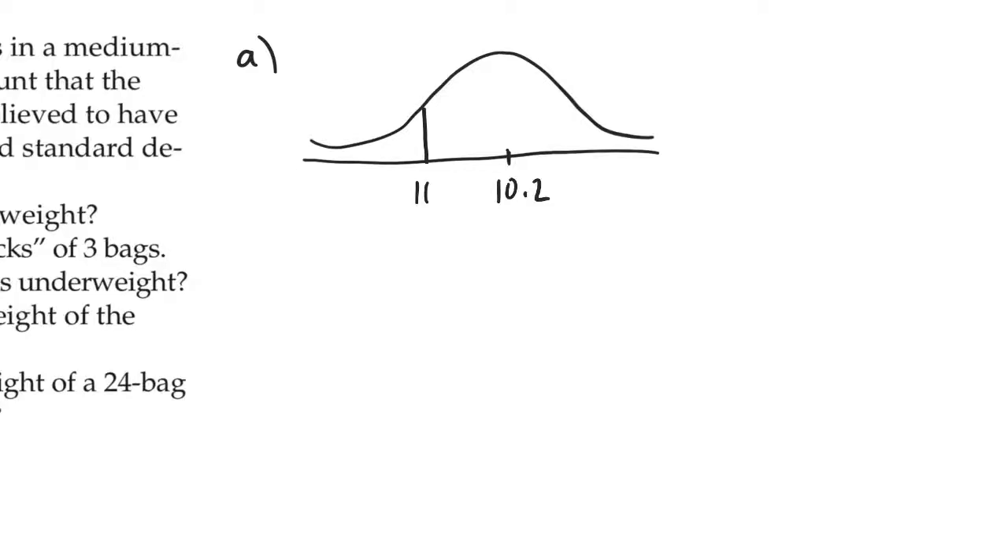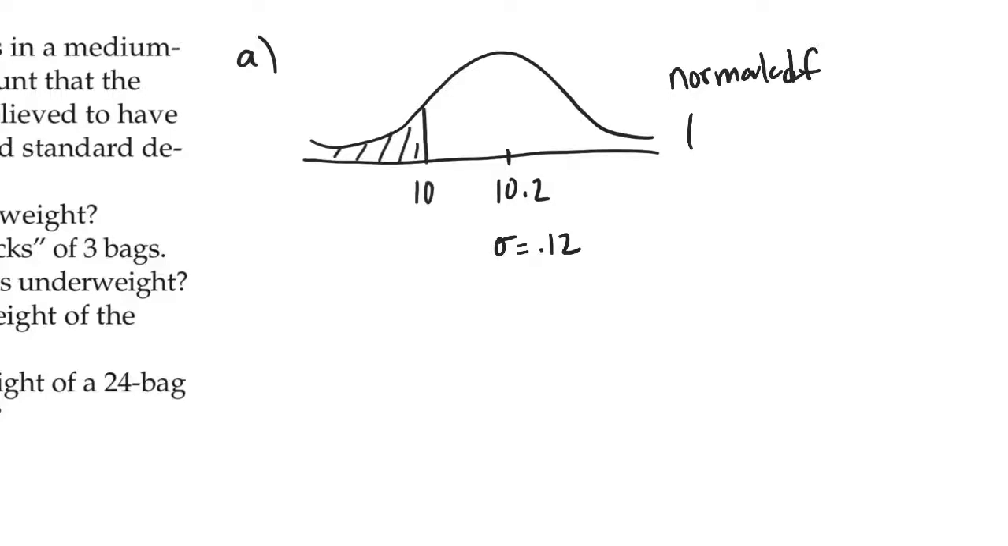What qualifies something to be underweight in this situation? Well, if you're the manufacturer and you put 10 ounces on the bag, it should have 10 ounces in it. If it's underweight, it should be less than 10 ounces. So if we want the percentage of bags that are underweight, I'm really looking for the area less than 10 with a mean of 10.2 and a standard deviation of 0.12. What is the operation that we use to solve this? Normal CDF.